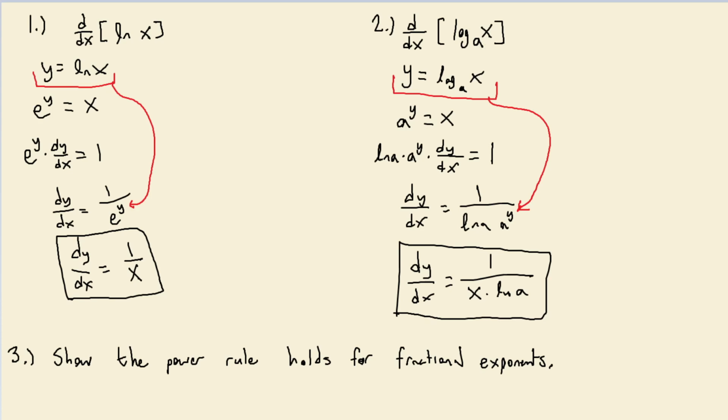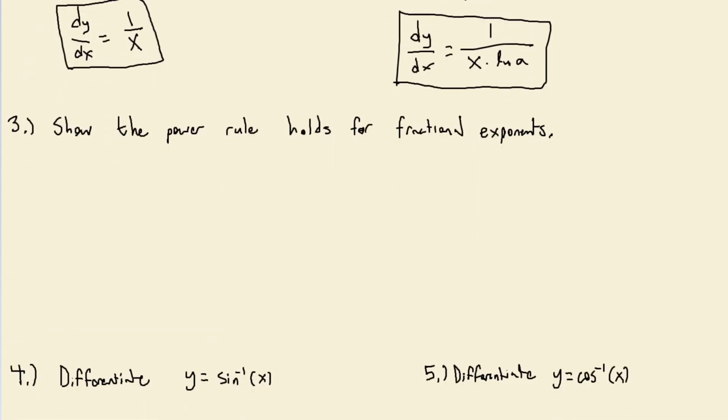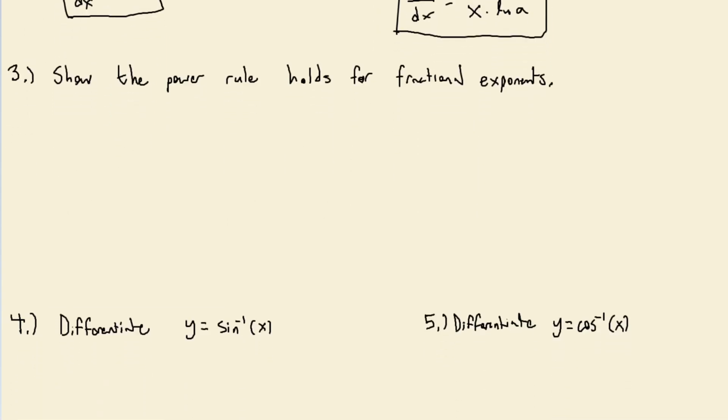Another problem here that will let us get some practice with implicit differentiation is showing that the power rule, or x to the power of n, the derivative of that being n times x to the power of n minus 1, holds for fractional exponents. I remember in a previous video I proved that the derivative of the square root of x was equal to what we expected based off of the power rule. But I didn't show that this is true for all forms of fractional exponents.